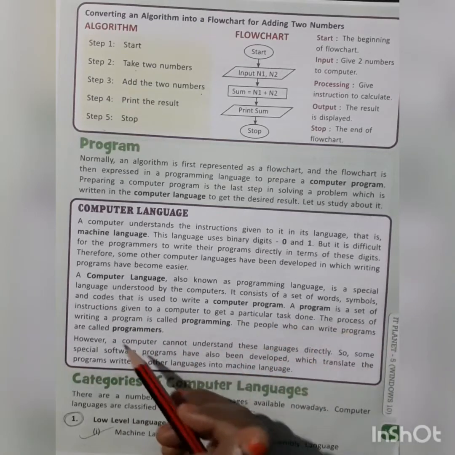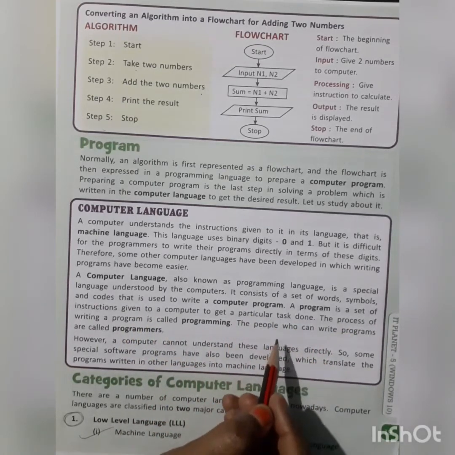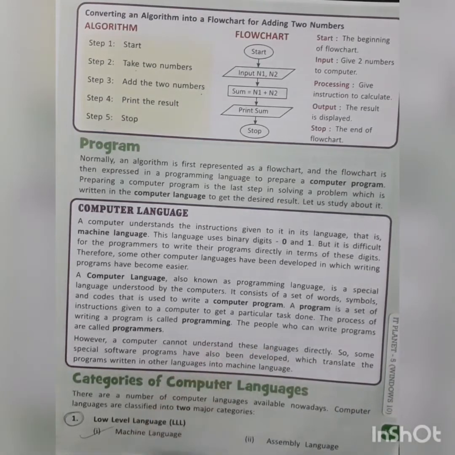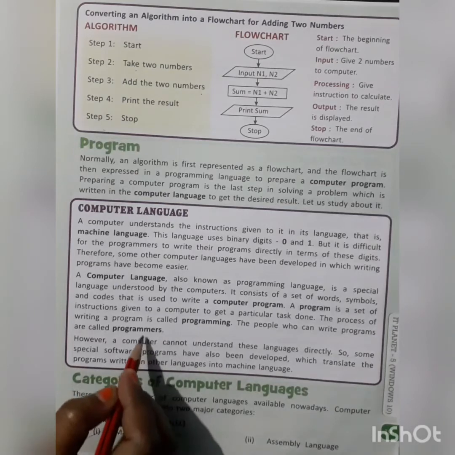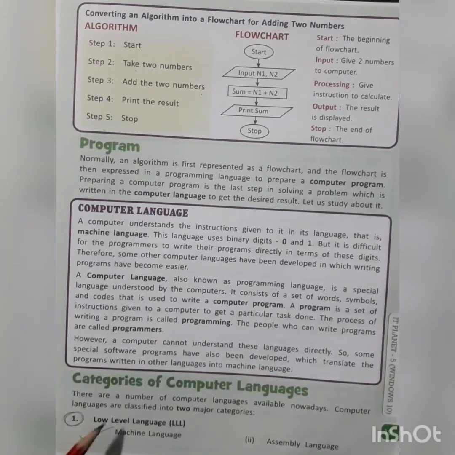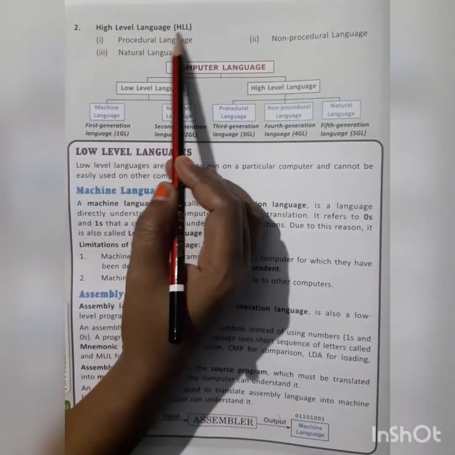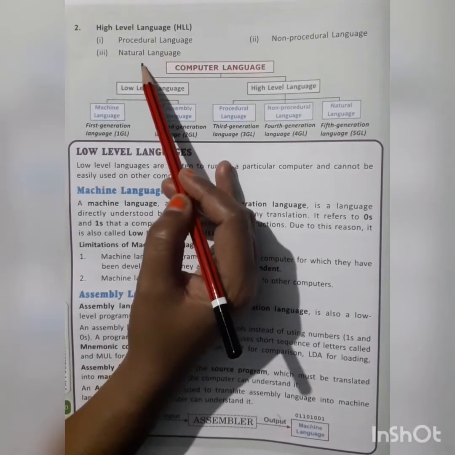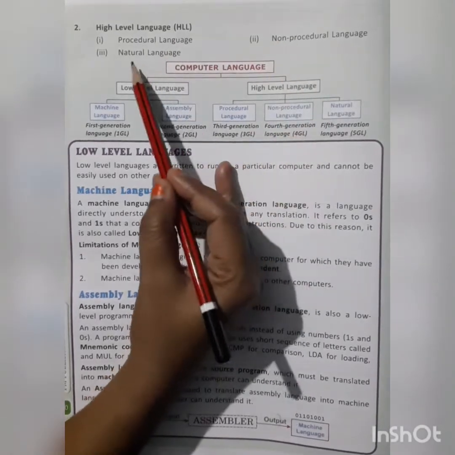A program is a set of instructions given to a computer to get a particular task done, and the process of writing a program is called programming, and the people who prepare these programs are called programmers. Now, what are the categories of computer languages? We have two major categories, low level language and high level language. In low level language, we have machine language and assembly language. High level language is categorized into three parts: procedural language, non-procedural language and natural language.